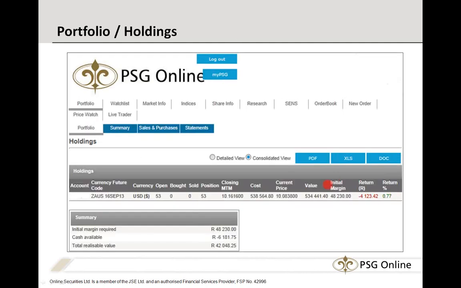This is what it looks like as an example of holdings. In this situation we're holding 53 contracts on the US dollar, so he's long the dollar. In this situation, this was this morning, you might have had a margin call.